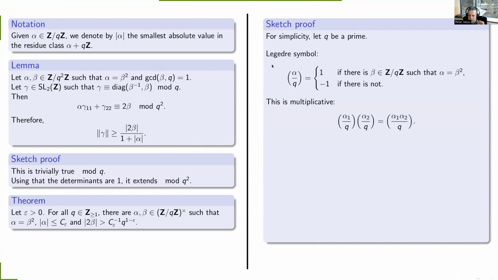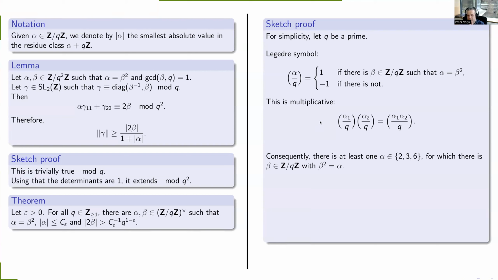So the first thing that I'm going to use is the Legendre symbol, which is alpha over q, and it is defined as 1 when alpha is a square modulo q, and it is minus 1 when it's not a square. And a classical fact is that this is multiplicative. And so why is this interesting to me?